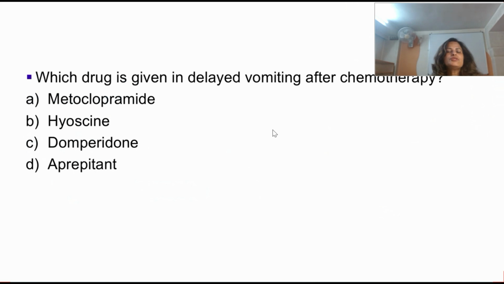So next is, which drug is given in delayed vomiting after chemotherapy? In early vomiting, 5-HT3 antagonist is effective. In delayed vomiting, it is a neurokinin 1 receptor antagonist. So the correct choice is aprepitant.